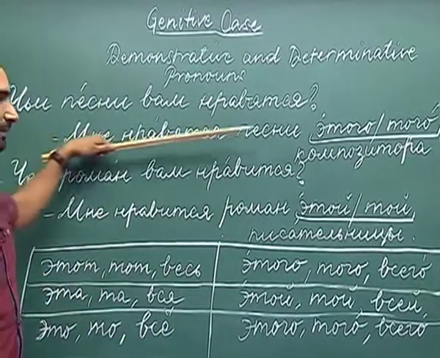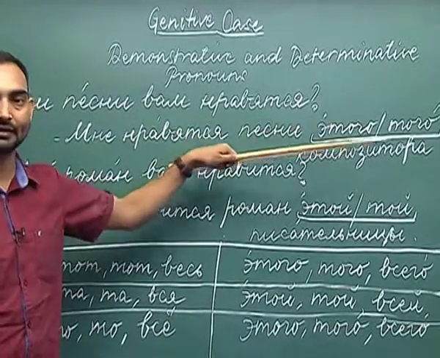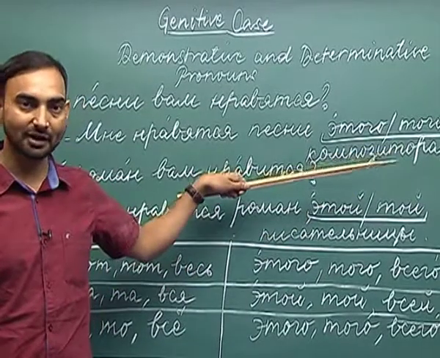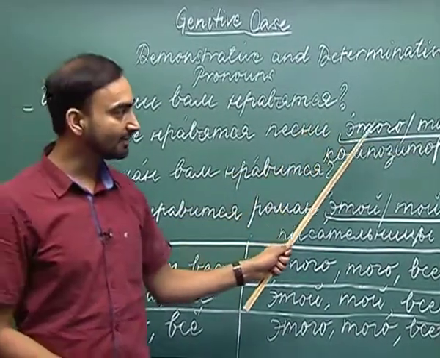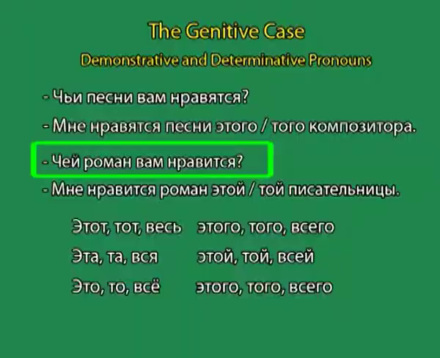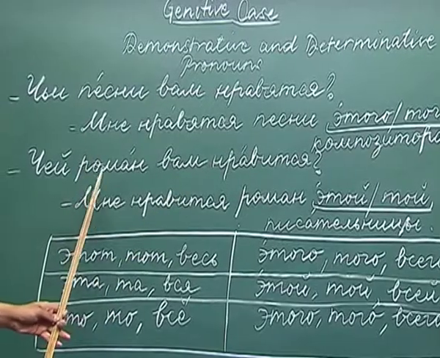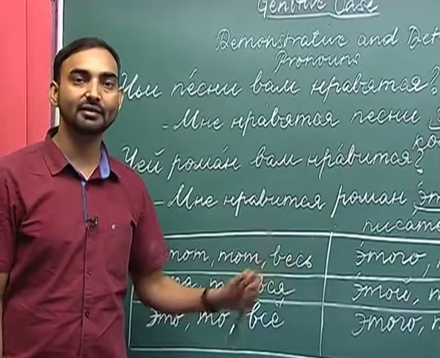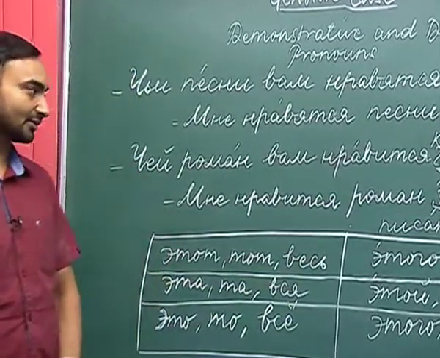Мне нравятся песни этого или того композитора. As you can see, композитор is a masculine noun. That is why этот has become этого and тот has become того. Next question. Чей роман вам нравится? Here роман is singular, that is why нравится has been used. Нравится represents the singular nouns or singular subject.